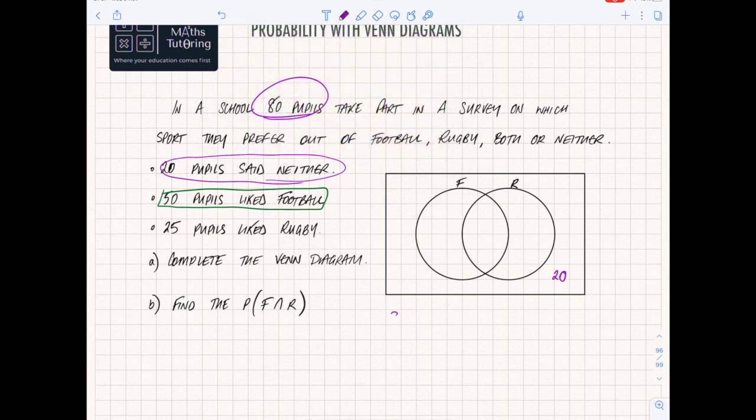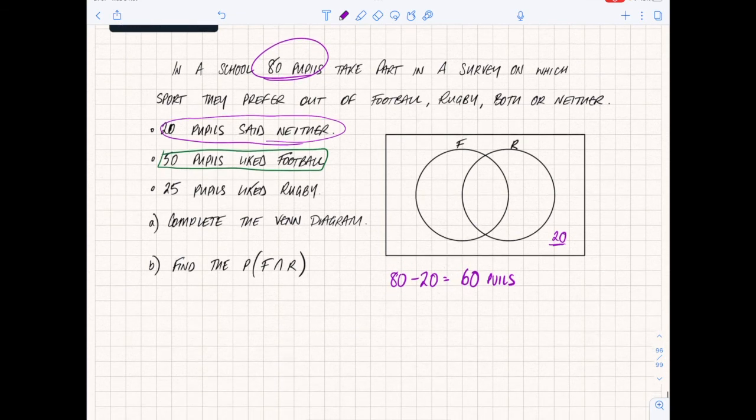We know that we have 80 pupils in total, and I've just put 20 in there. So straight away, I can take away those 20 pupils. So now I've got to put 60 pupils in this Venn diagram.